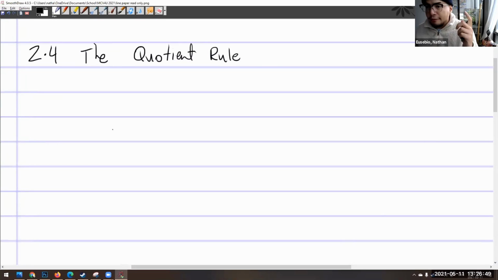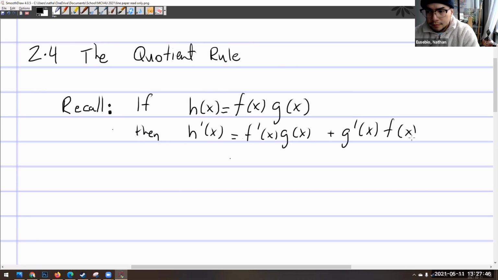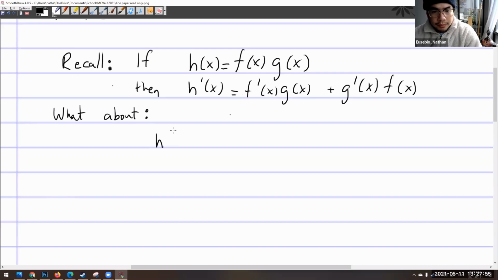So the quotient rule is different from the product rule, and that's different again from the sum and difference rules, right? So let's just rewrite the product rule again. If h of x is the product of two functions, f and g, that means h prime of x is f prime g plus g prime f. What about h prime of x, f of x over g of x?